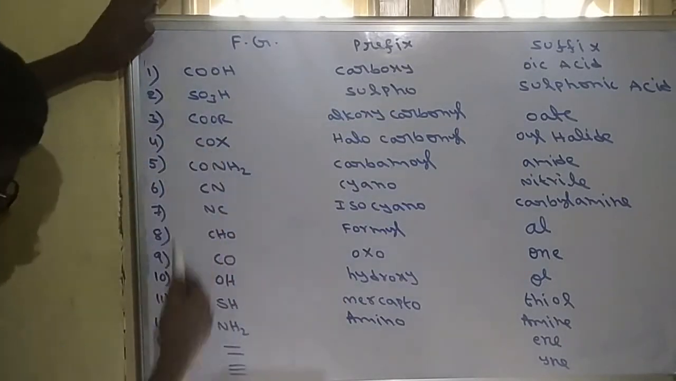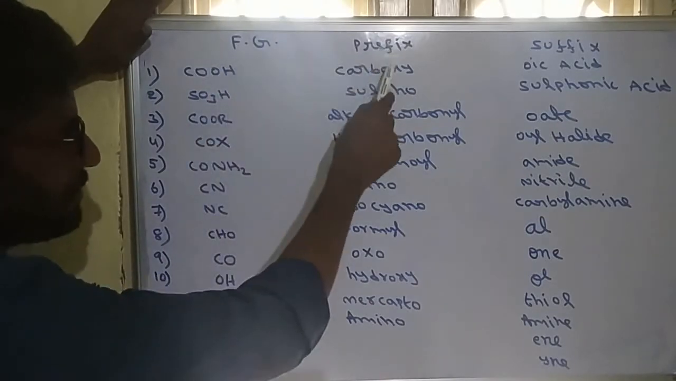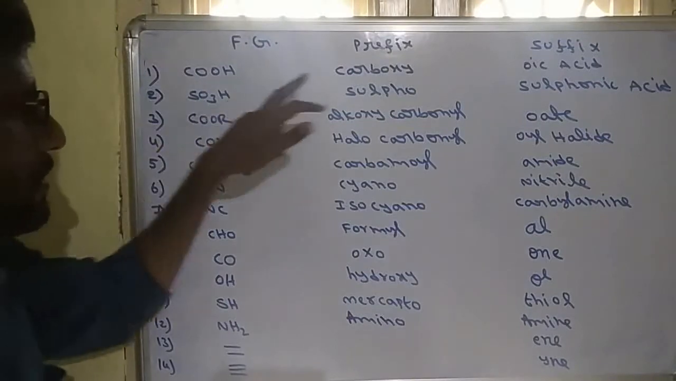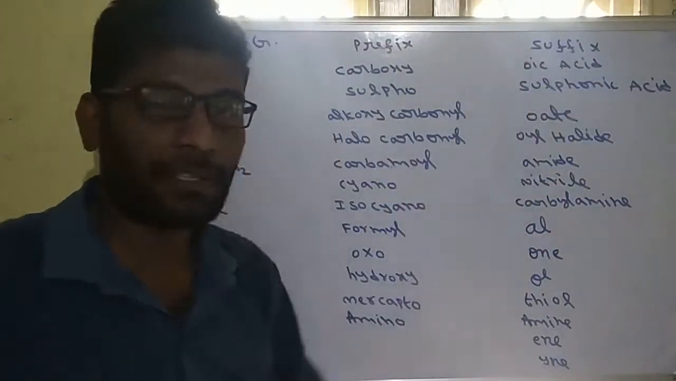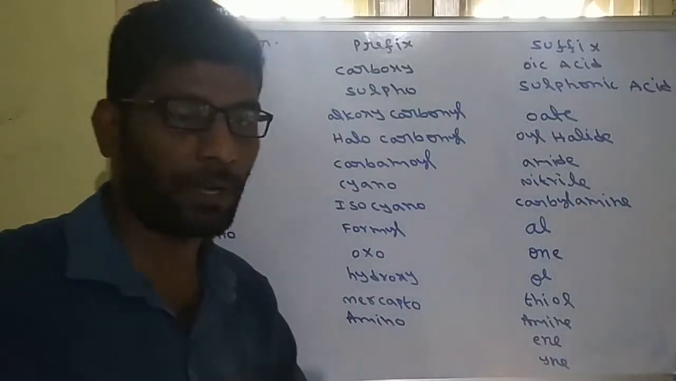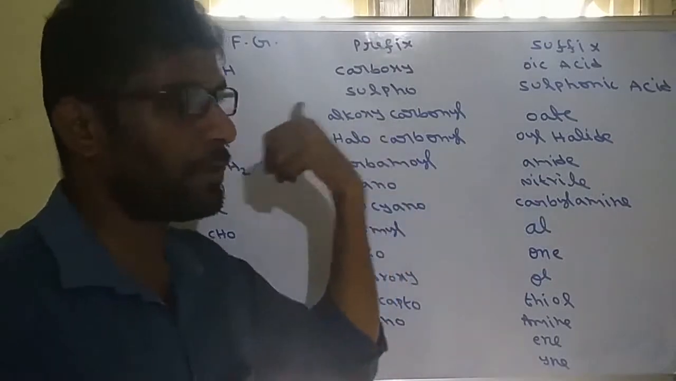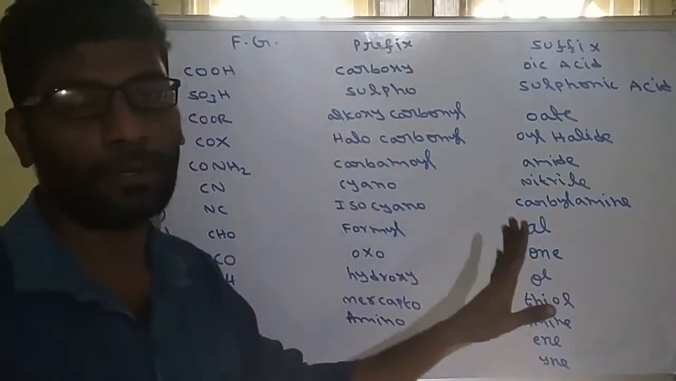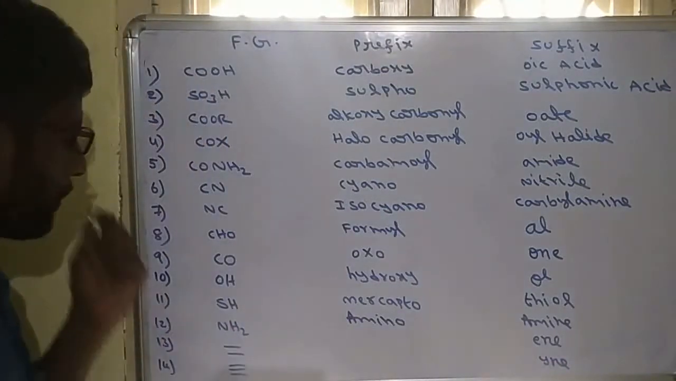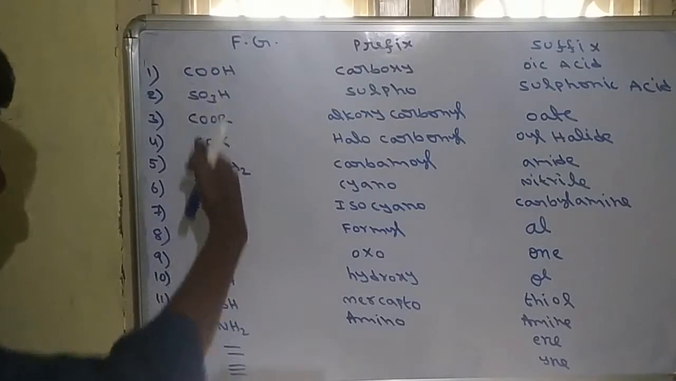In order, COOH is present. Its prefix name is carboxy, suffix name is oic acid. SO3H, prefix name is sulfo, suffix name is sulfonic acid. Like that, all prefix names and suffix names are given. So this order you have to follow. One is the sequence, the second one is the table. By knowing these two, if any molecule is given, we can write the IUPAC name of that compound. So write this order; all are given in the order.